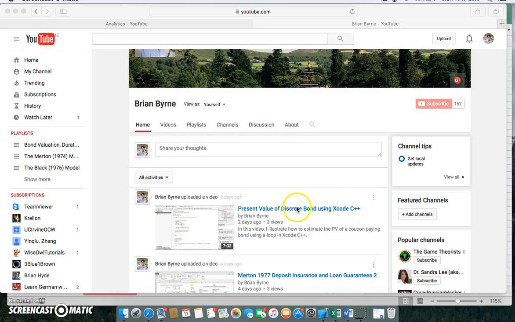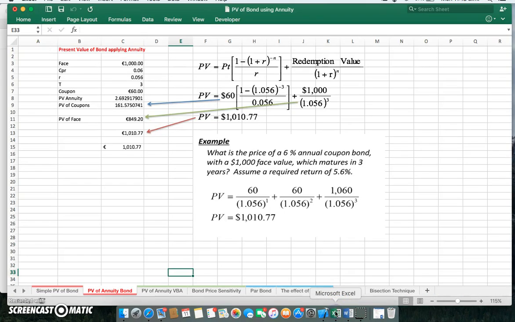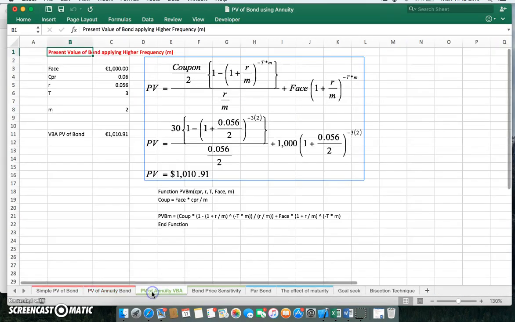Previously, I'd set up some code to estimate the present value of a bond with a discrete discount rate. And in this video, I'm going to take that a little bit further and estimate the yield to maturity in a bond.